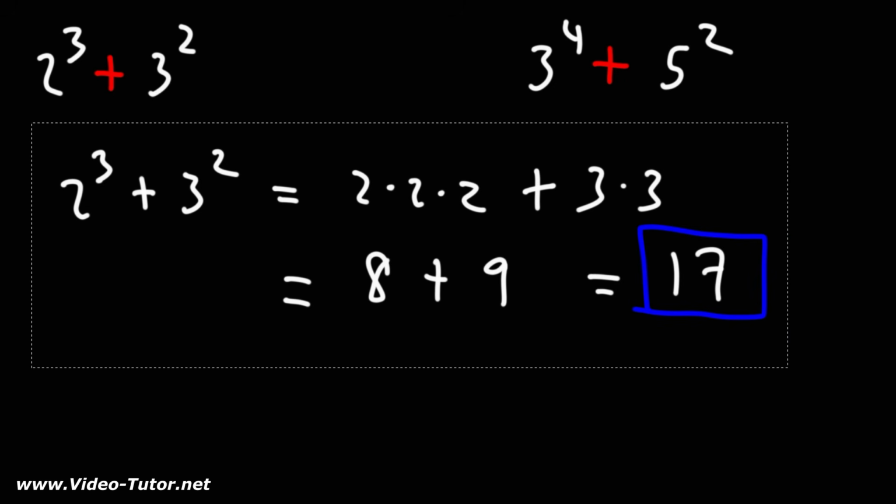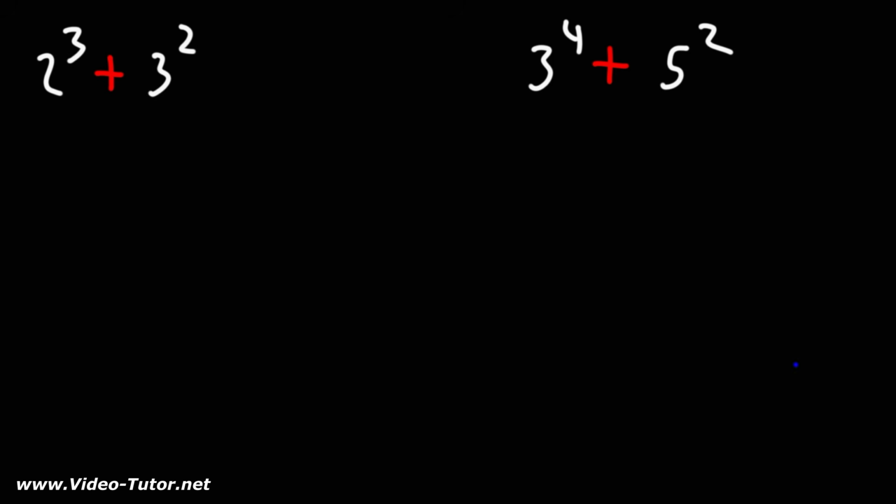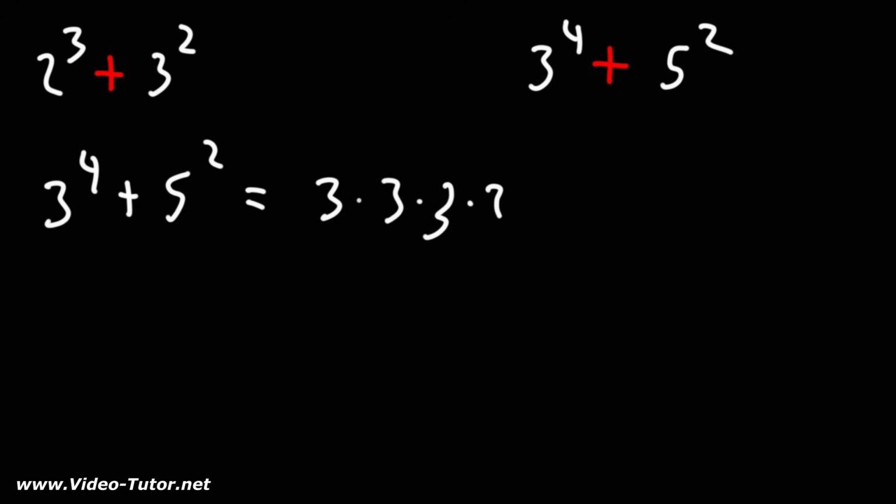Now what about the second one? What is the value of 3 to the fourth plus 5 squared? Feel free to pause the video if you want to try this. 3 to the fourth is 3 times 3 times 3 times 3. 5 squared is simply 5 times 5.